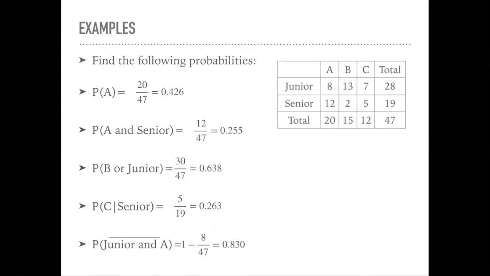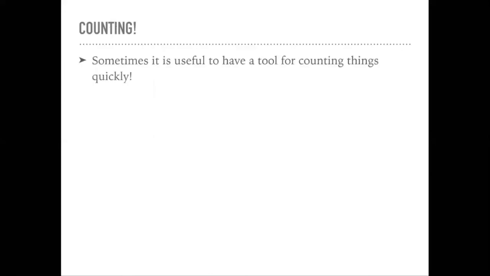Now, so far, everything that we've dealt with has been relatively easy to count, the number of ways that an event can happen. It's not always easy to count, though. So we're going to spend a little bit of time just talking about counting. Sometimes it's useful to have a tool to count things quickly, and so we're going to go through a couple of tools here.